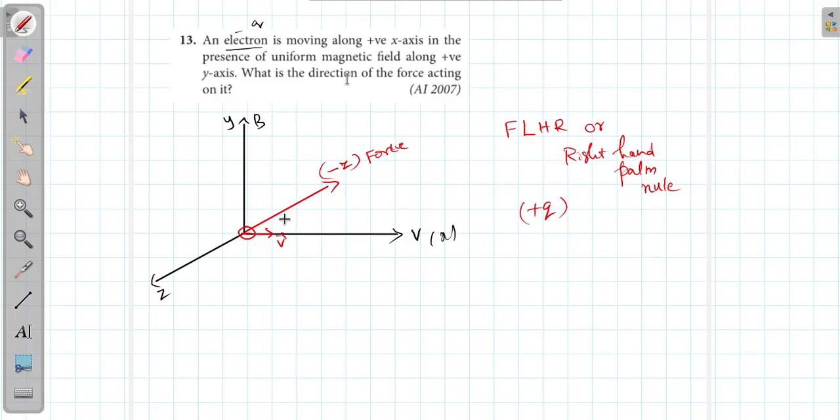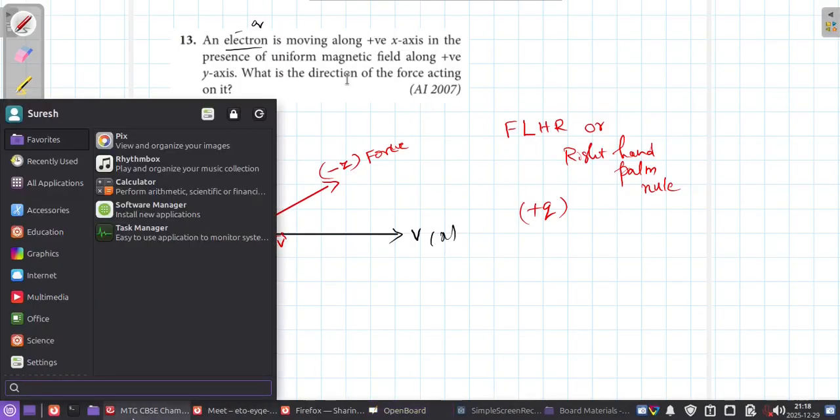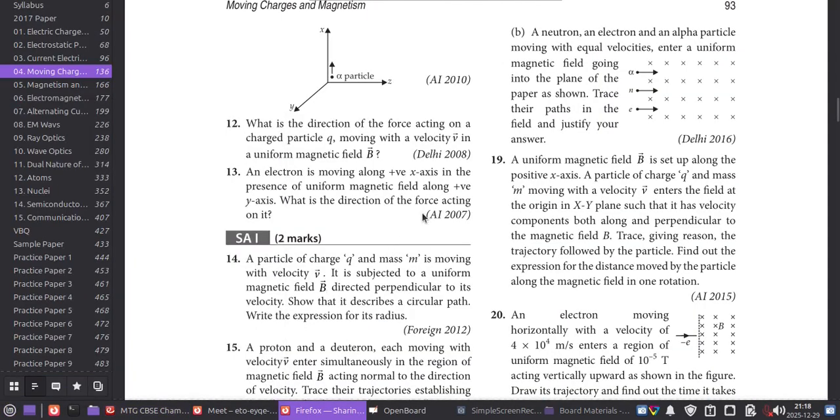You have to visualize the concept. So the rule is only applicable for positive charge. If it is negative charge, you have to go for the opposite direction. Any doubt? No, sir.